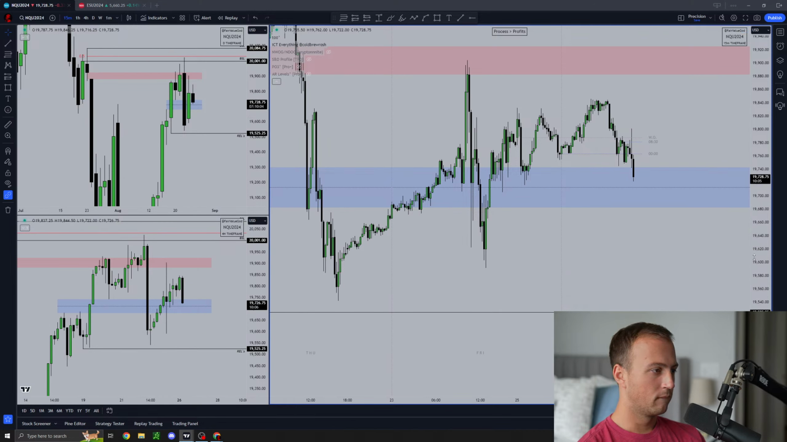What I wouldn't want to see is there's an imbalance here that we've reacted off of numerous times, here and here. You wouldn't want to see it close below that, because I don't want to see this invert. If it does, then I start thinking about these lows here and these equal lows here.